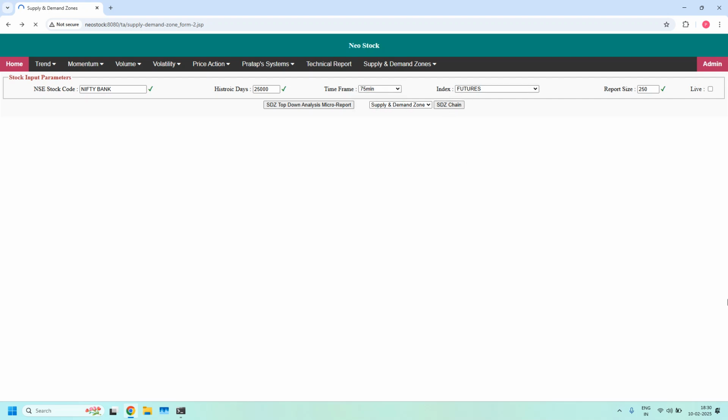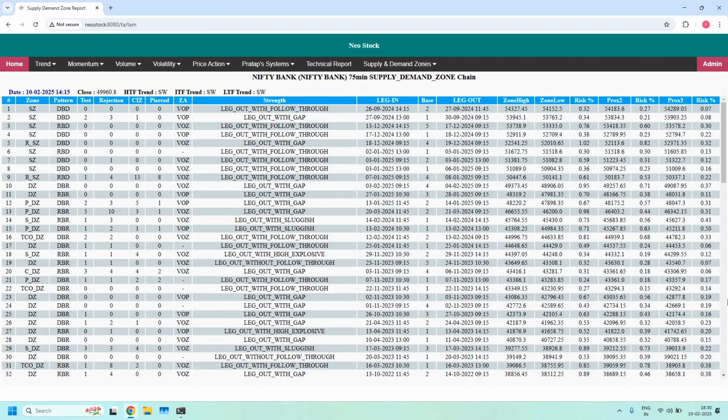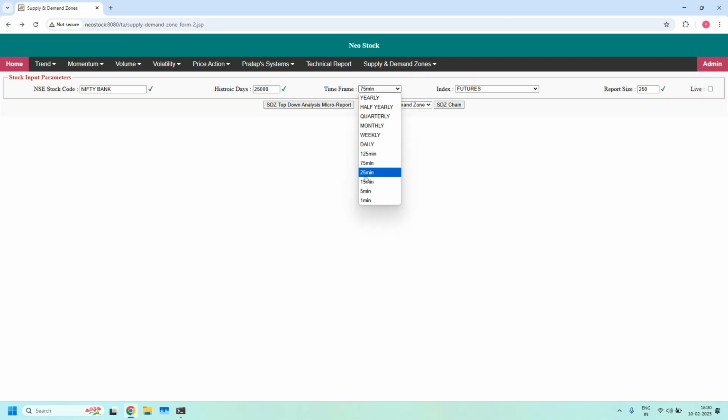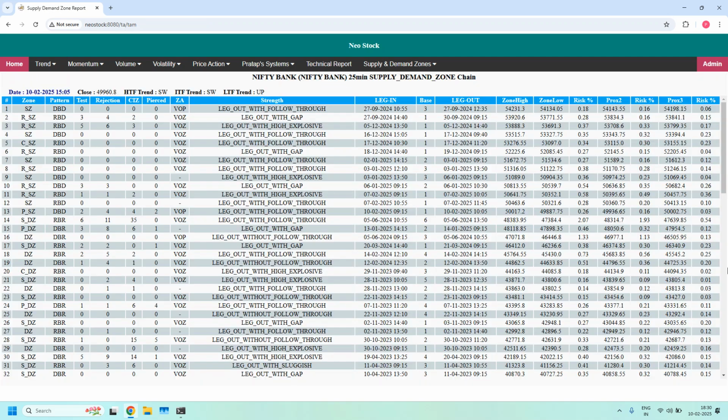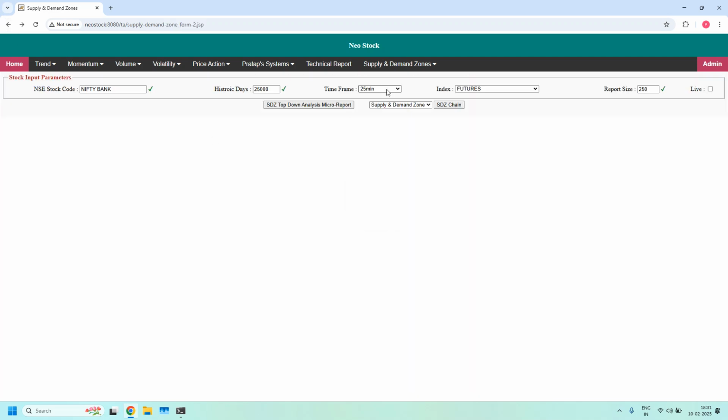Next, 75 minutes supply demand zone chain for Bank Nifty. Next, 25 minutes supply demand zone chain for Bank Nifty. Next, 15 minutes supply demand zone chain for Bank Nifty.